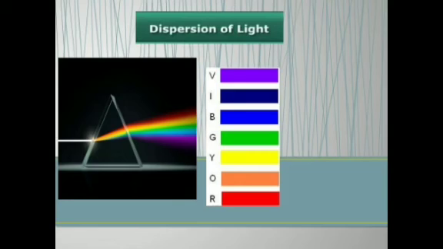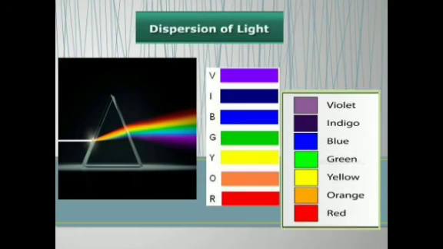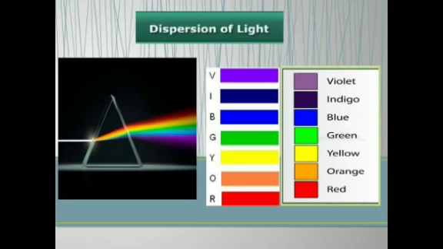The phenomenon of splitting of white light into its different component colors when passed through a prism is called dispersion of light. This process is known as dispersion of light. And V for violet, I for indigo, B for blue, G for green, Y for yellow, O for orange, and R for red. This is the Vibgyor, right?